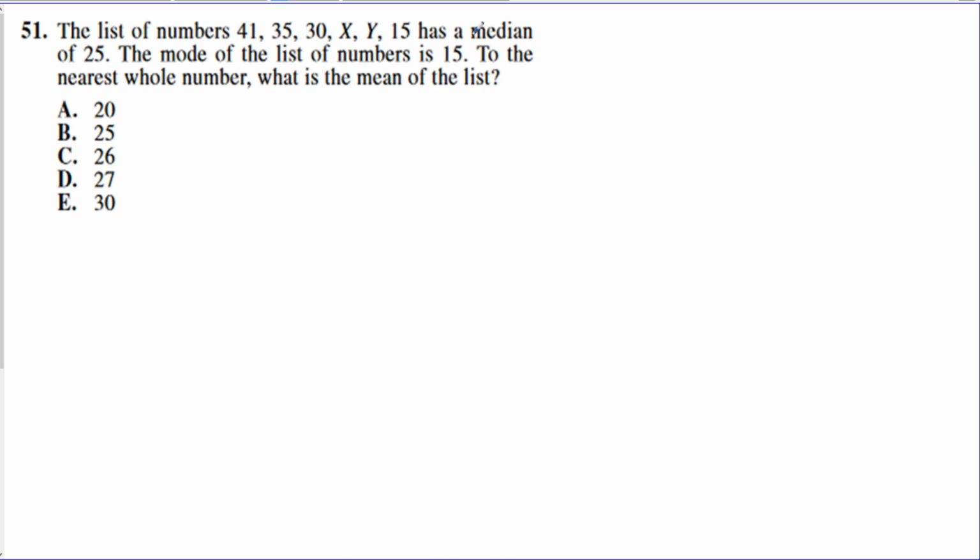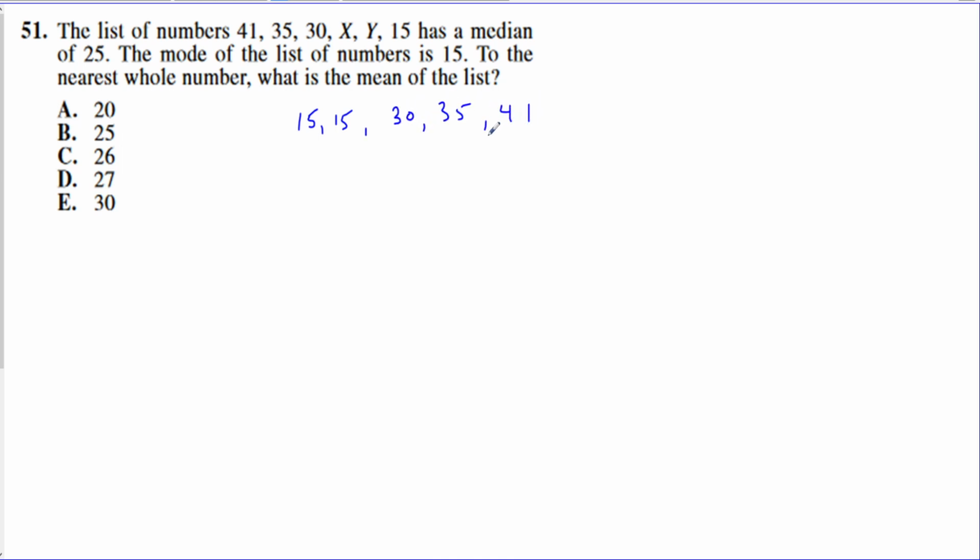Here's the idea with this one. Let's start off with mode. Mode is the most repeated number on the list. Since there are no repeats on this current list, 15 has to be at least one of x and y. If I write them in order from smallest to biggest, my smallest number is 15. I know there has to be at least one more 15 on my list, because that's the only way it will be the mode. And then I have the numbers 30, 35, and 41.